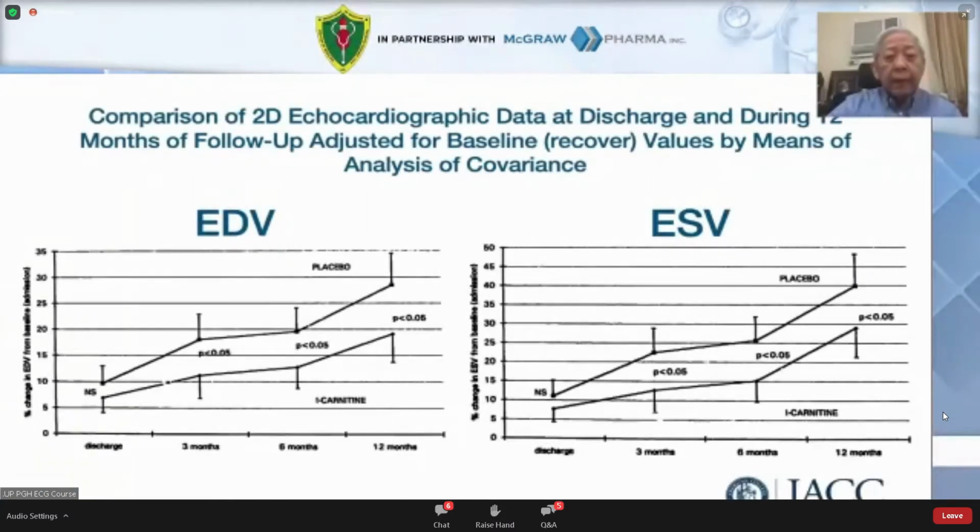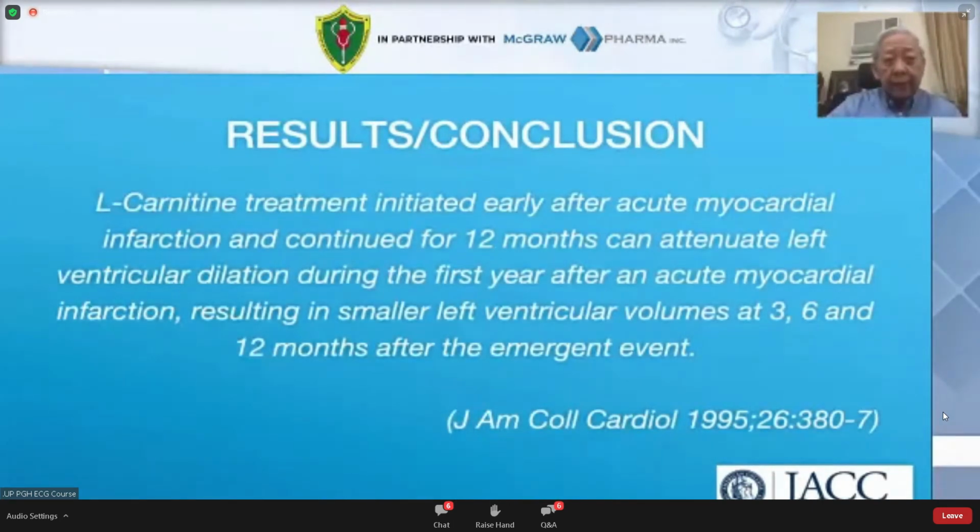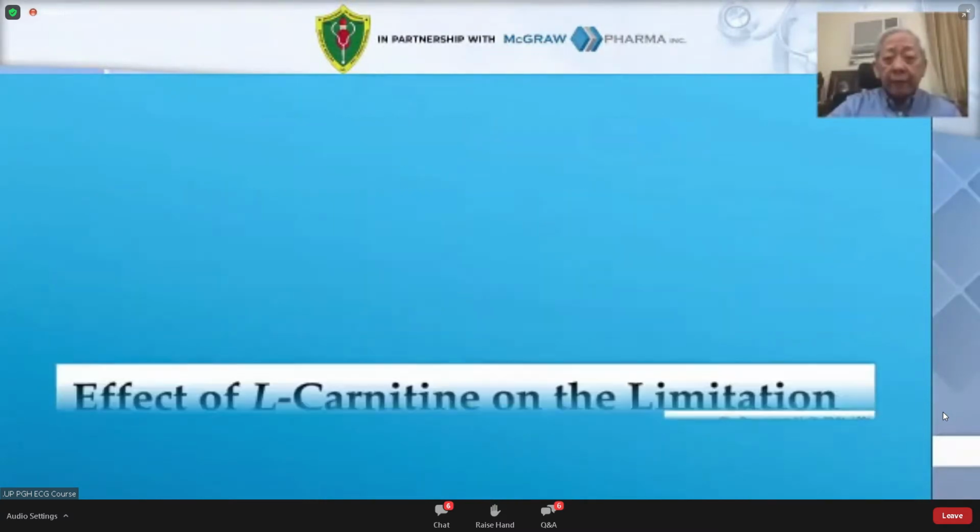As I said, this is an echocardiographic study, and with this, he was able to show at 3 months, 6 months, and 12 months a progressive reduction in the end-diastolic volume and end-systolic volume, with the stroke volume being maintained. So the conclusion of this study is that L-carnitine treatment initiated early after acute myocardial infarction and continued for 12 months can attenuate left ventricular dilation during the first year after acute myocardial infarction, resulting in smaller left ventricular volumes at 3, 6, and 12 months.